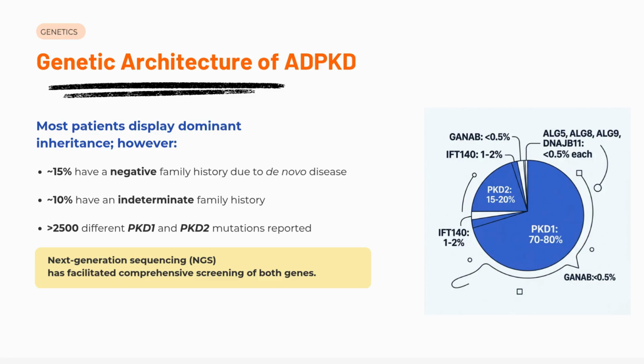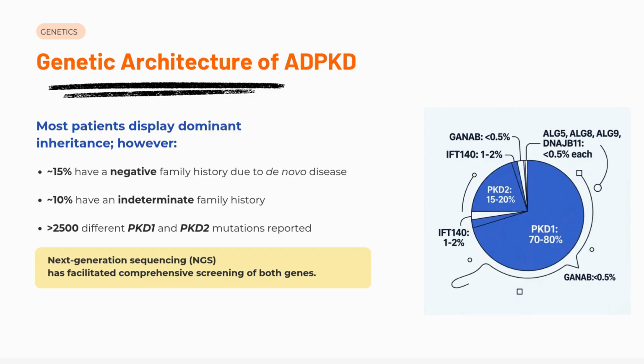Now, let's move into the genetic architecture of ADPKD, because understanding the genetics is the key to understanding variability in this disease. Most patients show autosomal dominant inheritance, but in real life, the story is not always that straightforward. Around 15% of patients actually have negative family history, and this is usually due to de novo mutations. Another 10% have intermediate family history, so absence of family history doesn't exclude ADPKD.